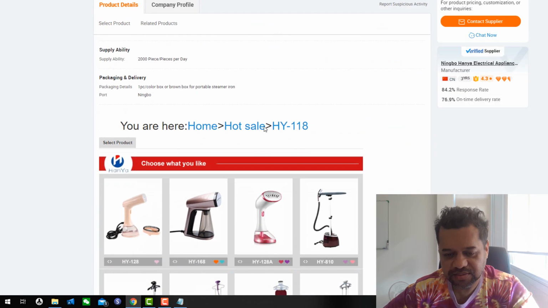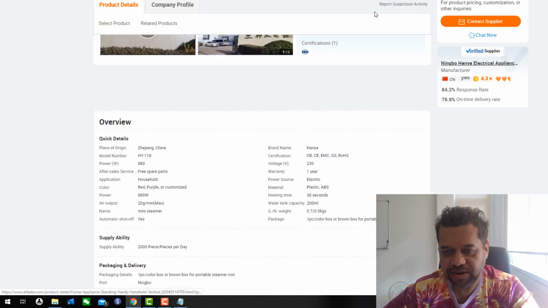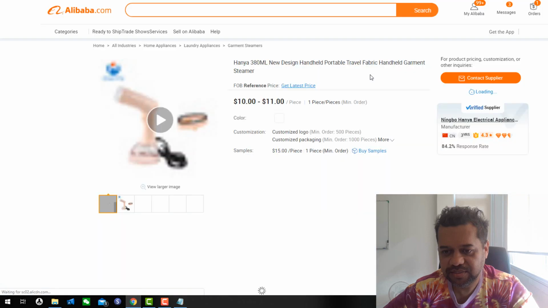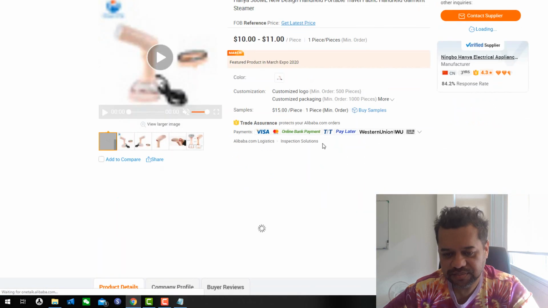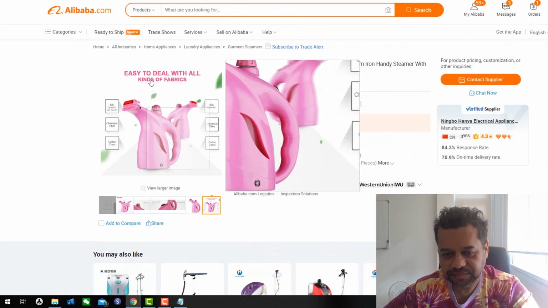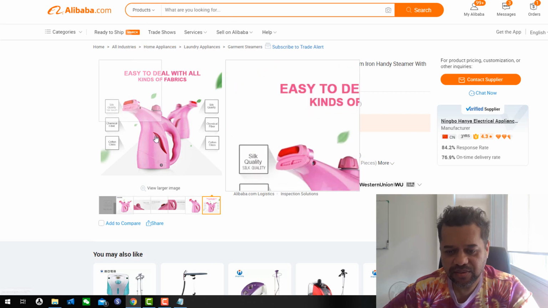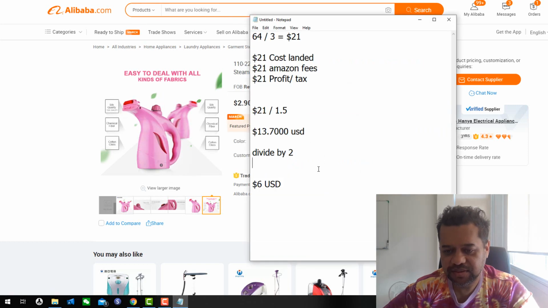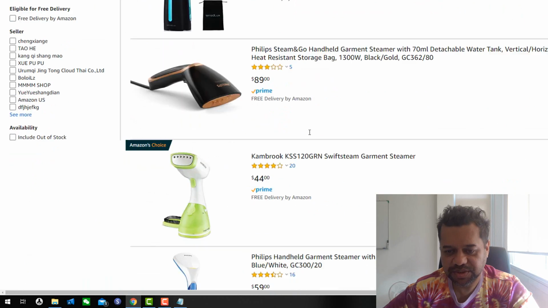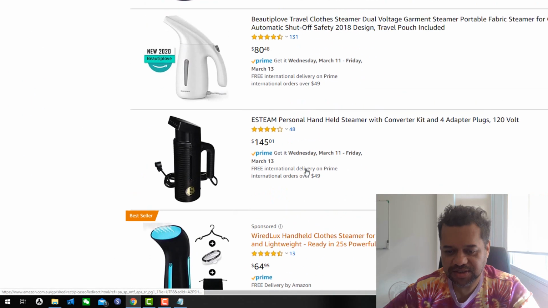So we could just keep on digging down just to see what else the products are out there before we find a product that meets this criteria. And that's basically it, okay? So these are the numbers for this particular product. Okay, more or less depends on what you're going to sell it for.